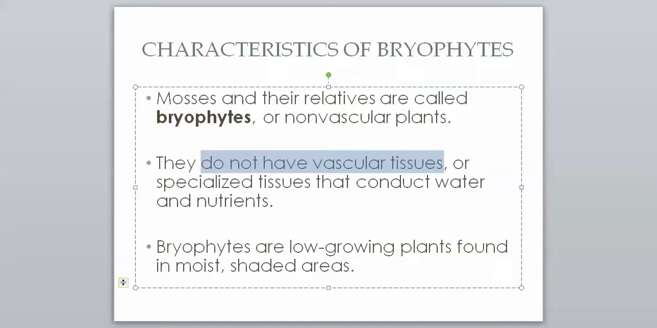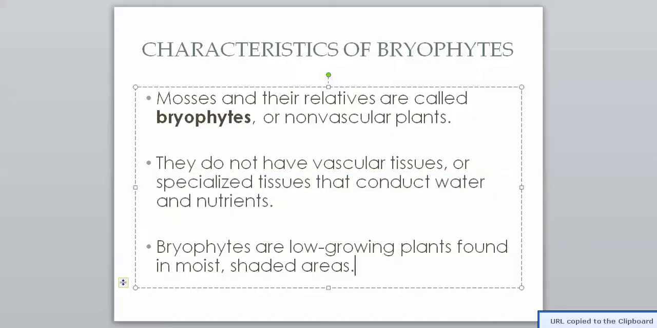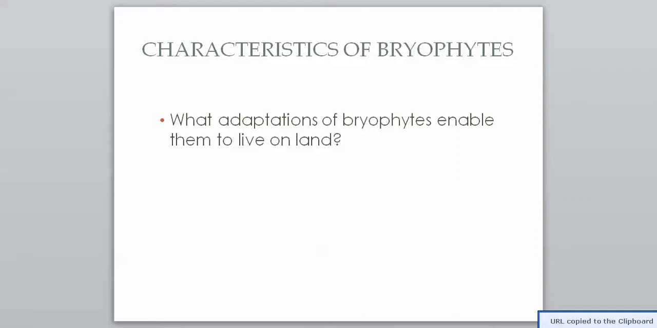So we have the big point here: no vascular tissue, and vascular tissue is the specialized tissue that conducts water and nutrients. And therefore bryophytes are going to be low-growing plants found in moist, shaded areas. And so we're going to look at the fact, how did these come to live on land? Because they have no way of getting water to themselves, so what kind of characteristics do they have that allow them to live on land?